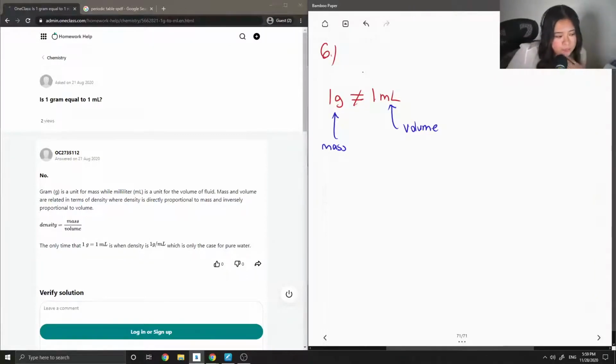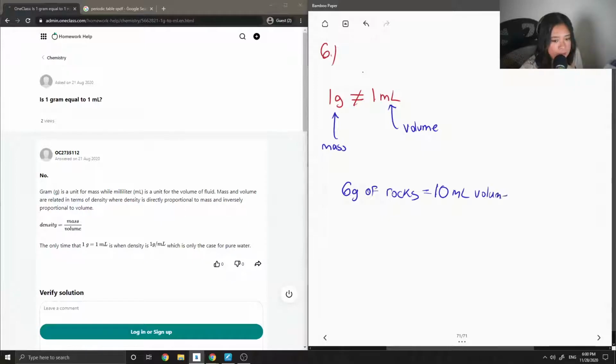So it all basically depends on the density of your material. So let's say we had 6 grams of rocks is equal to, like if you were to fill up a 10 milliliter cup, so 6 grams of rocks takes up like 10 mils, let's say.